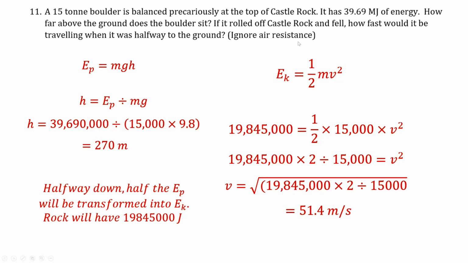When you discount or ignore air resistance, everything's pretty much going to fall at the same sort of rate. When it hits the ground, all of the potential energy is converted into kinetic energy. So when it hits the ground, it's going to have 39.69 megajoules of kinetic energy. It's going to be going a hell of a lot faster than that. So it's fallen 135 meters when it has that much velocity.